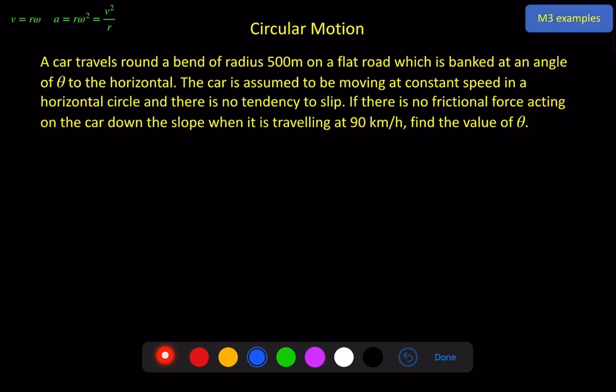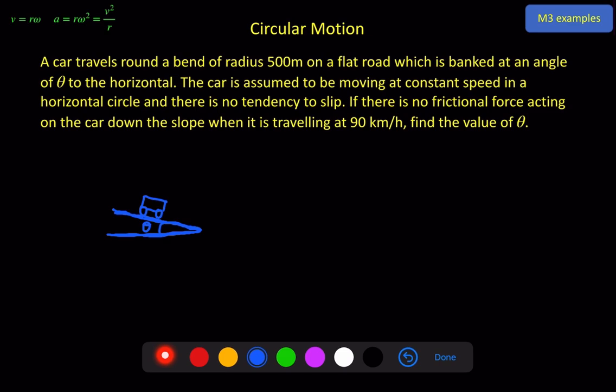Third example. A car travels round a bend of radius 500 meters on a flat road, which is banked at an angle of theta to the horizontal. Okay, this one looks a little bit different. So we've got a road that is banked, oh dear, at theta to the horizontal. It's supposed to be flat, pretend this is flat. And we've got a car on here, a wonderful drawing of a car.